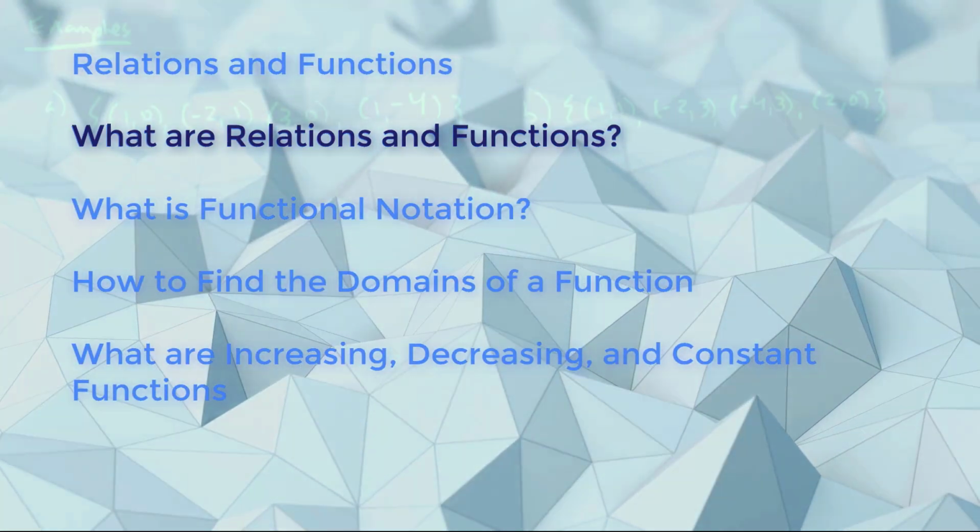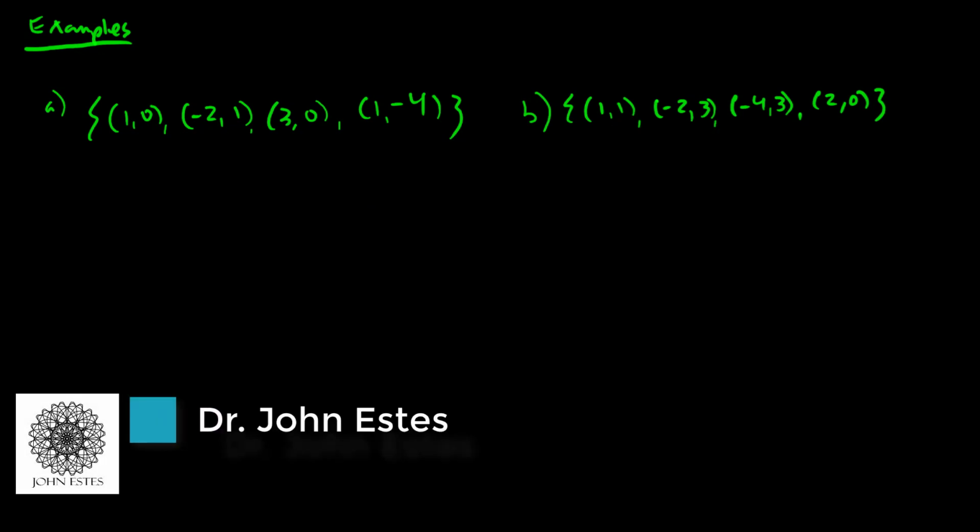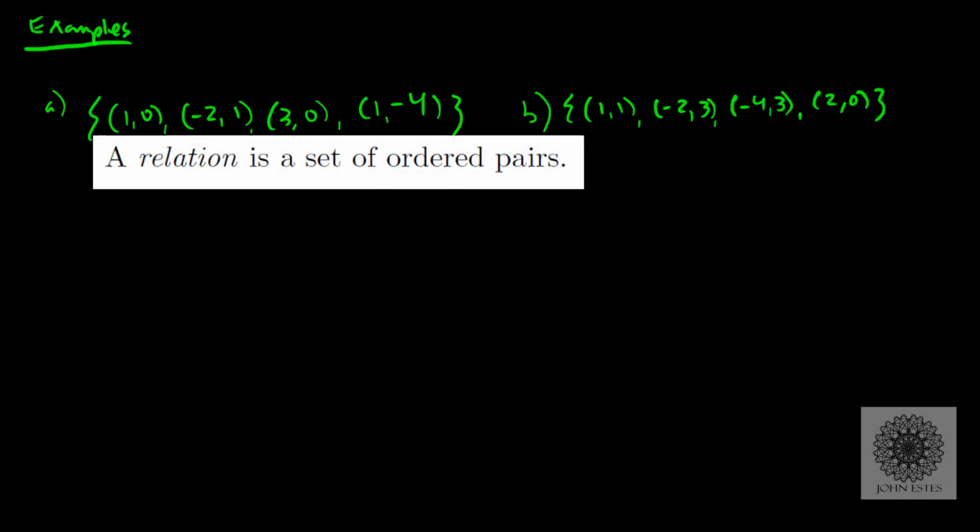Today I want to define a relation and some terms that go along with this term, and then look at some examples and highlight all these different terms in that. Okay, so first of all, we define a relation to be just simply a set of ordered pairs.